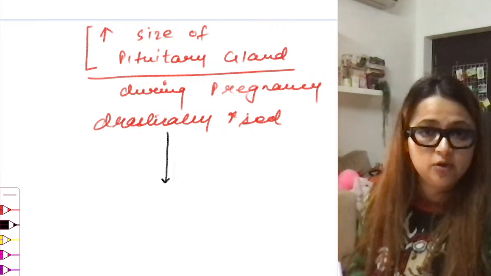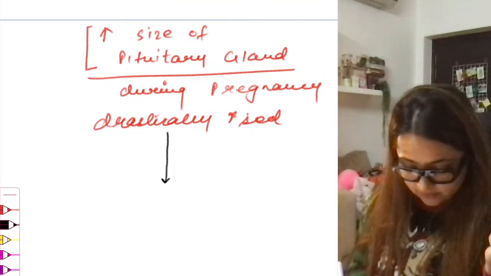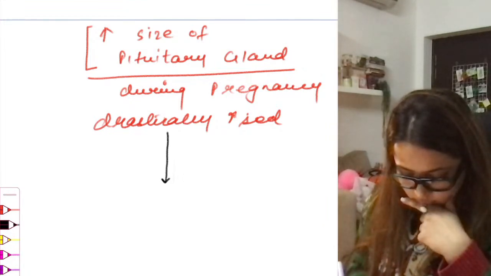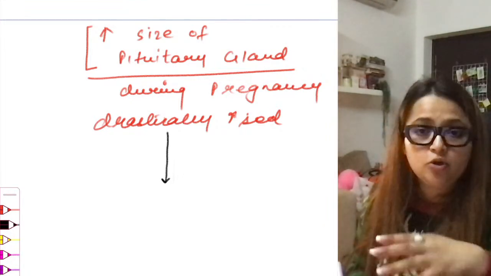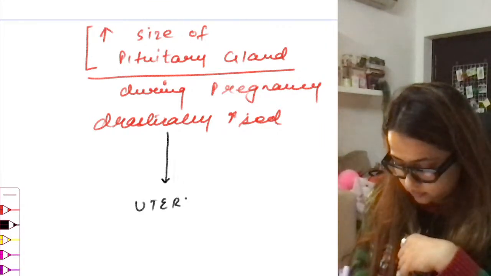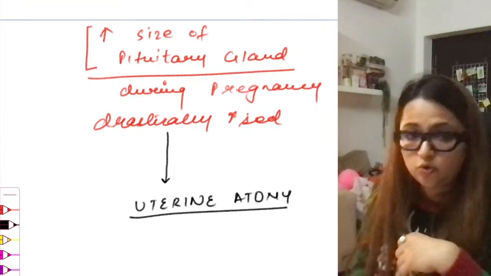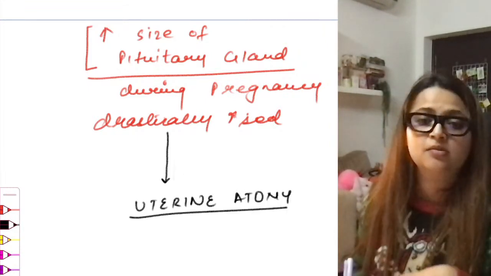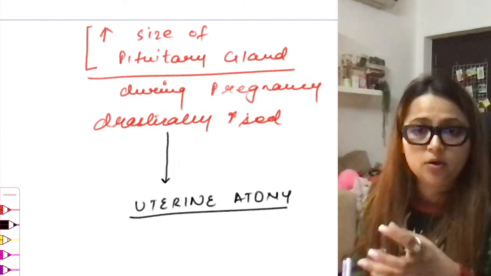What is the situation that we are talking about? Anyone? So here we are talking about the uterine atony. Uterine atony. Uterine atony means the tone of the uterus is low. The uterus is not contracting.